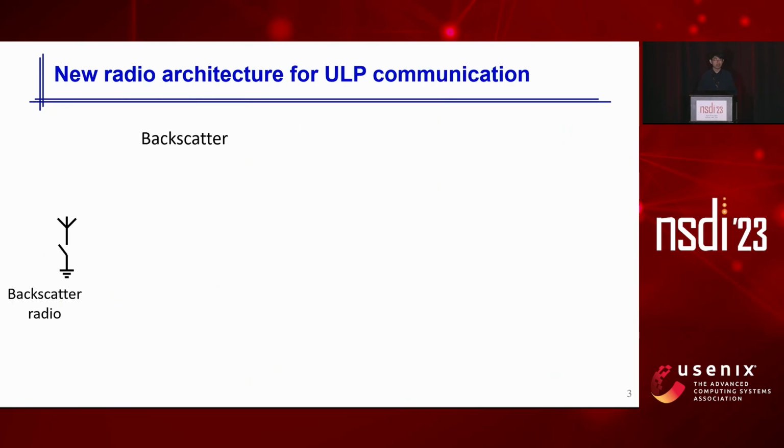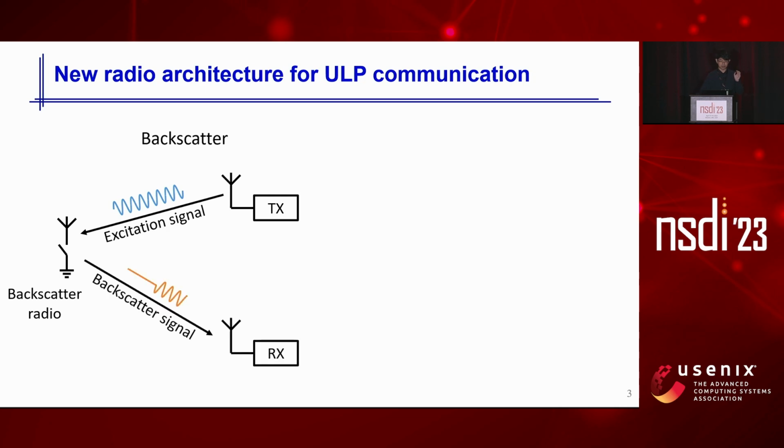Researchers in our field have published a bunch of papers on backscattering in order to enable ultra-low power communication. The idea behind it is to push nearly every active component to another device, which generates an excitation signal. The IoT device will then backscatter and modulate the excitation signal, and the backscattered signal will be received by another device. Due to the simplified radio architecture, the power consumption can be reduced to a level of tens of microwatts.